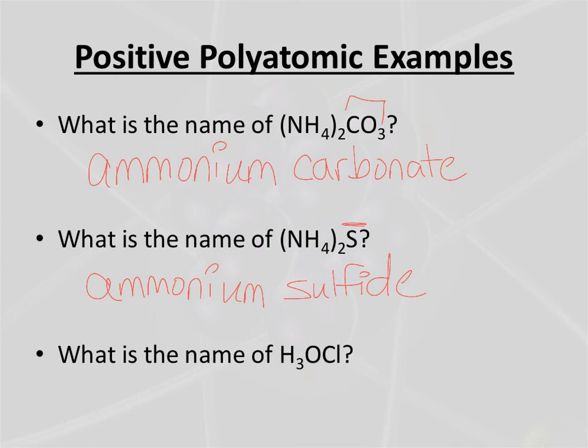All right, this last one is a little bit different because you don't see any parentheses, right? So it's kind of harder to tell that you have a positive polyatomic. But you do. It's H3O. H3O is hydronium. And then it ends in just a single element. So you're going to change the ending to IDE. So chloride.